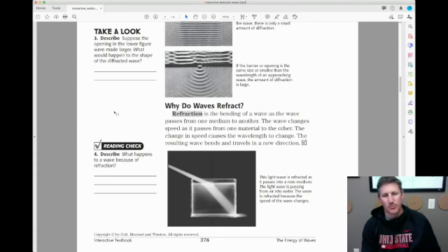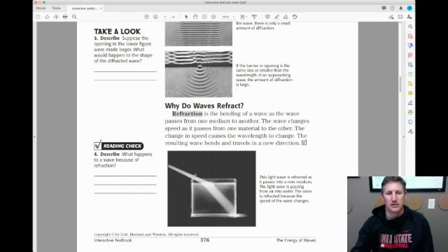Now, for example, different mediums have different speeds. So when light travels through a prism, we separate the bands of light depending on the wavelength of light. Same thing with water. Water is a different medium, so light travels at a different speed through it. The wave changes speed as it passes from one material to the other. The change in speed causes the wavelength to change. The resulting wave bends and travels in a new direction.